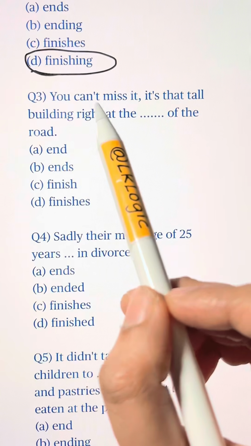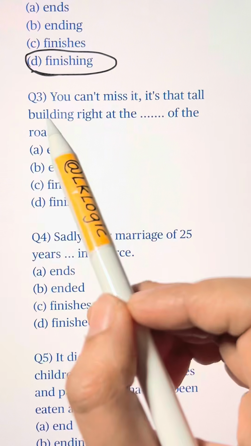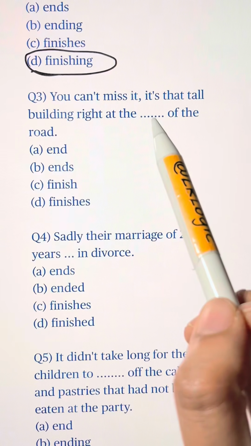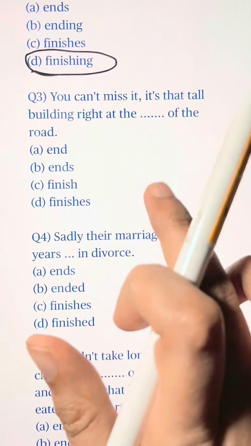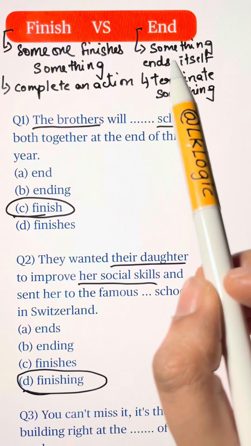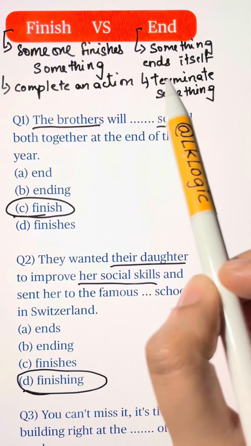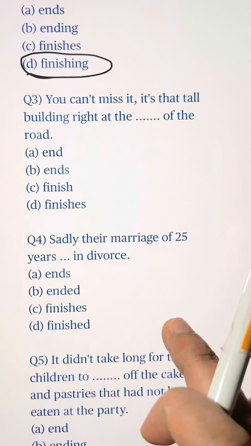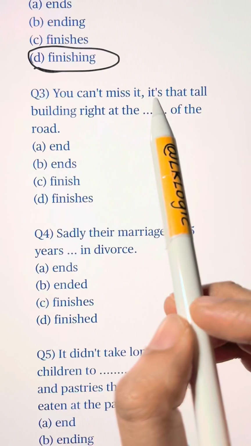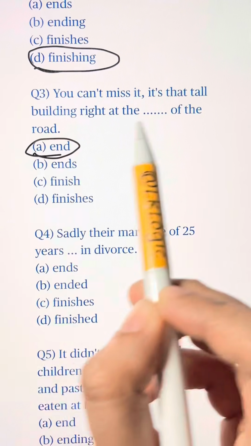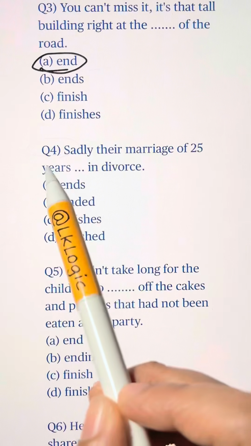Question number 3. You can't miss it. It's that tall building right at the blank of the road. End of the road or finish of the road. So see here, when something no longer continues, something is terminated, right? What do we use? End. So that's your answer here. It's that tall building right at the end of the road.